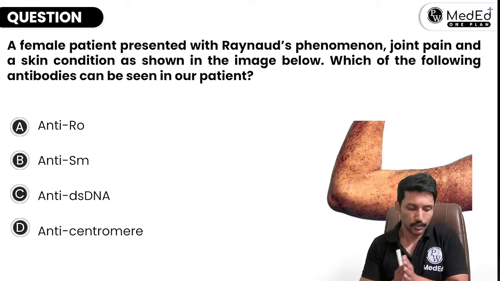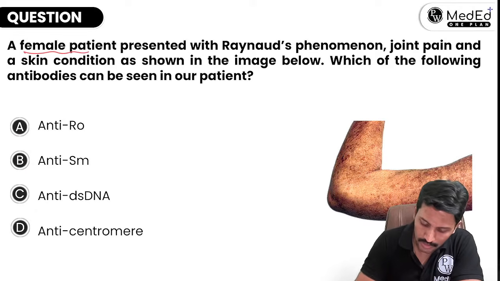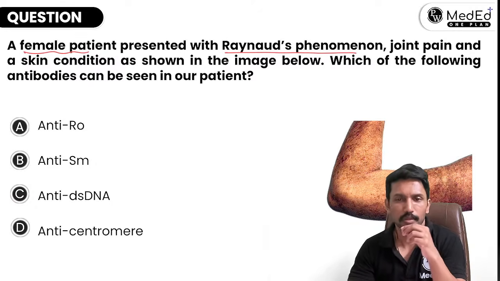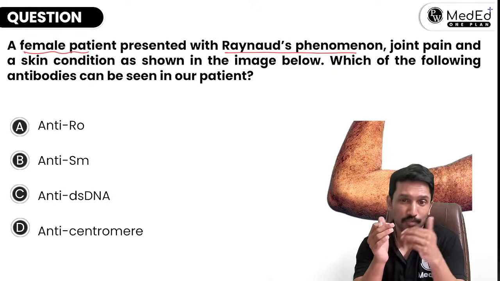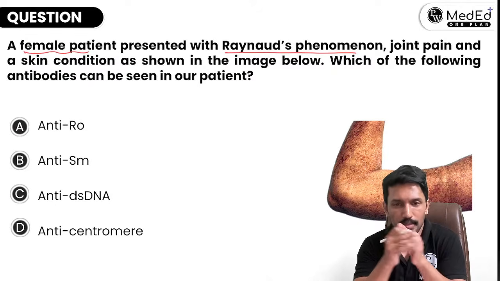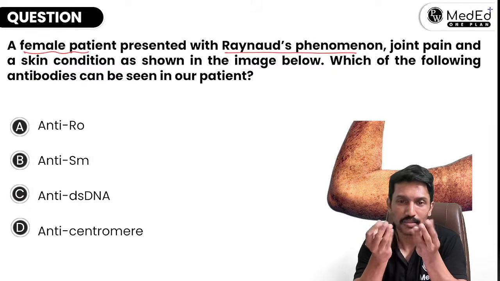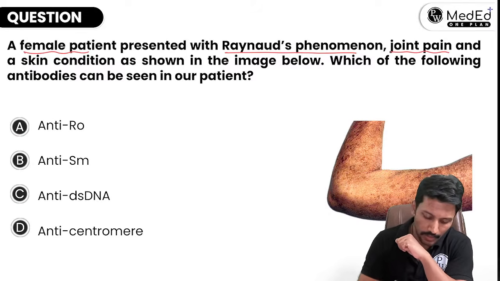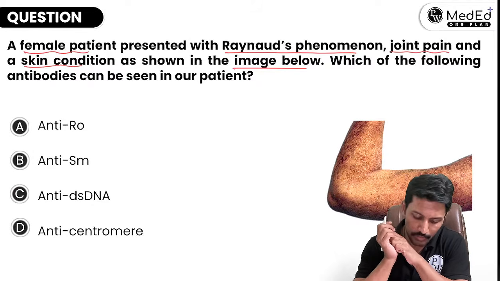Okay, next question. We have a female patient who presented with Raynaud's phenomenon. What is Raynaud's phenomenon? Raynaud's phenomenon refers to vasoconstriction of the distal body parts on exposure to cold, resulting in pallor, numbness and tingling sensations in the distal parts, mainly the hands. She also has joint pain and a skin condition as shown in the image below. Which of the following antibodies can be seen in our patient?